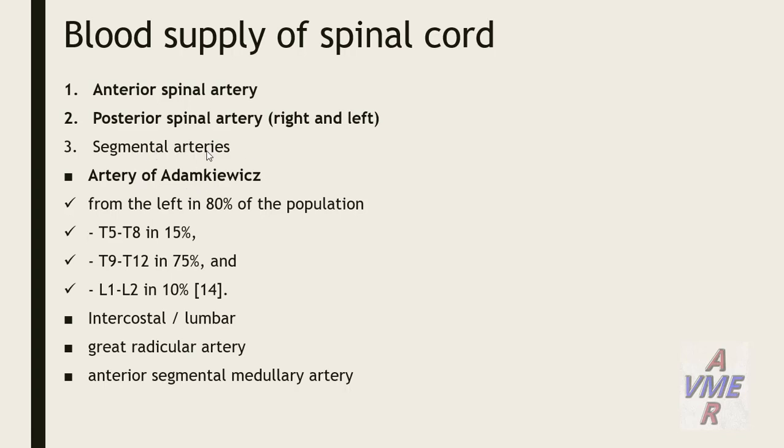The most important artery, the artery of Adamkiewicz, originates from the left side in 80% of the population. It arises at the level of T5 to T8 in only 15% of cases. The most common site is at the level of T9 to T12 in 75%, and the least common is at the lumbar level. We have segmental arteries, the intercostal and lumbar segmental arteries, and collaterals from the internal iliac artery. The segmental artery gives branches like the radicular arteries and segmental medullary arteries.